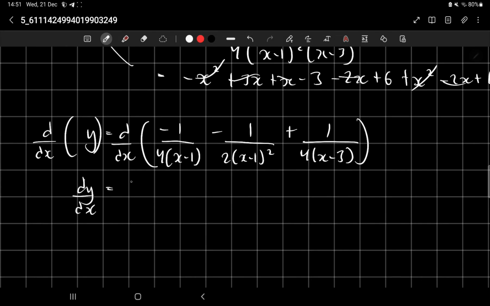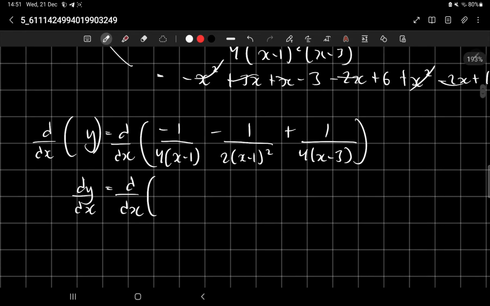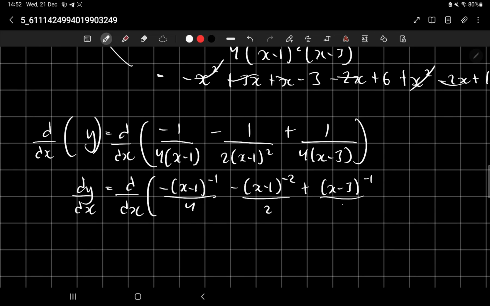So before I start differentiating it, I'm going to bring all of my terms, x minus 1, x minus 1 to the power of 2, then x minus 3, to my numerator, meaning that my power will also be a negative value. Yeah, so (x minus 1) to the power negative 1 over 4 minus (x minus 1) squared, sorry, this should be negative 2, and plus (x minus 3) to the power negative 1 over 4.